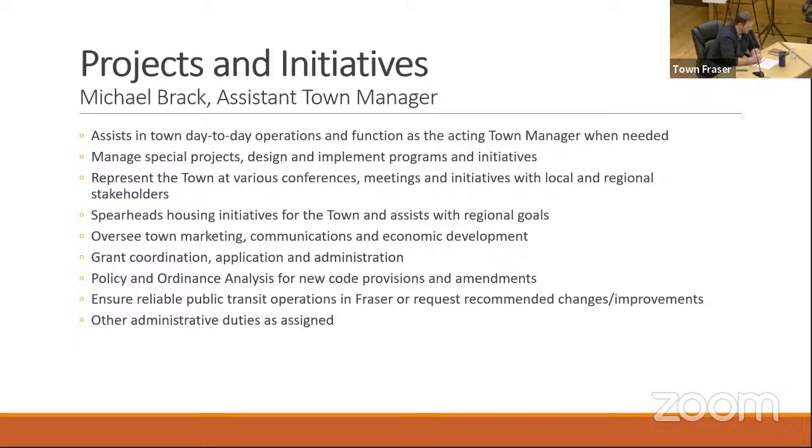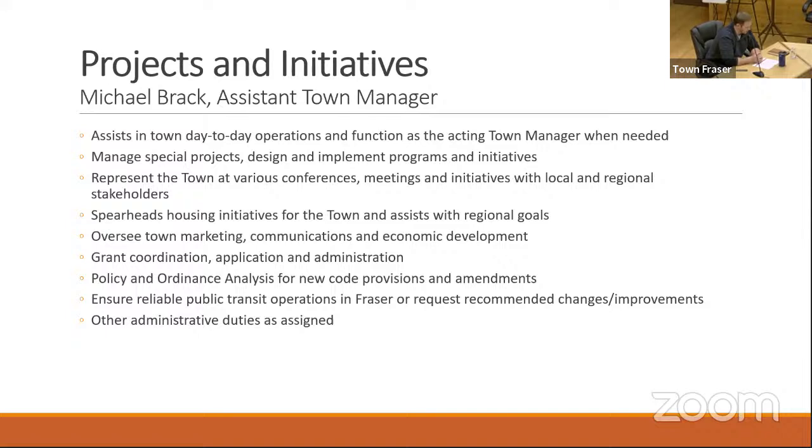I also represent the town at various conferences and meetings, and also work on initiatives with local and regional stakeholders, to include the town of Winter Park. We'll get into some of the housing work we're doing with them shortly, and really any other entities here in the county or outside the county. And I'll have some examples of those later on.